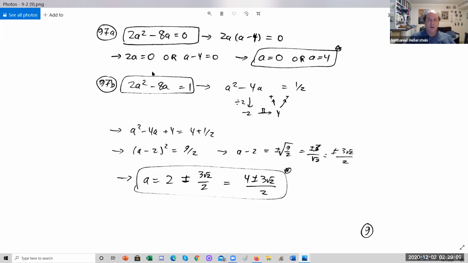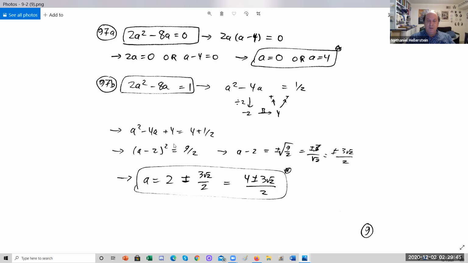That solves that. Here we can't do that because it's 2a squared minus 8a equals 1 this time. So this is one for solution by completing the square. First we divide throughout by 2. We get a squared minus 4a equals a half. Now complete the square. Half of -4 is -2. Squared is 4. Add that to both sides. So a squared minus 4a plus 4 equals 4.5. This left side is the square of a minus 2.